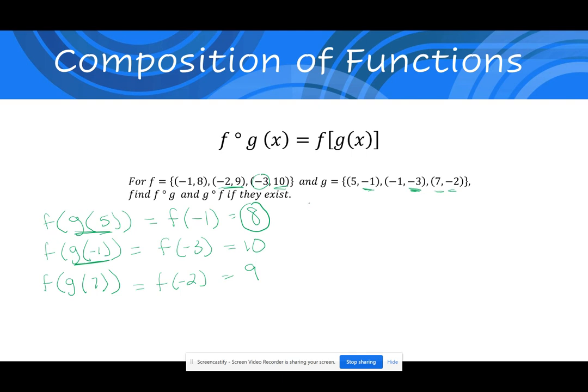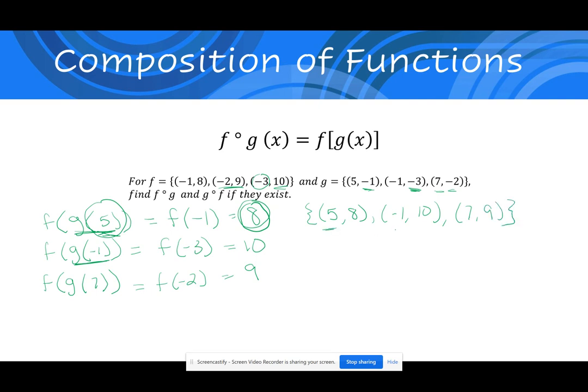So now our new ordered pairs for f of g of x would be 5, 8, because we're putting in 5 here and getting out 8 here. Negative 1, 10. And 7, 9.